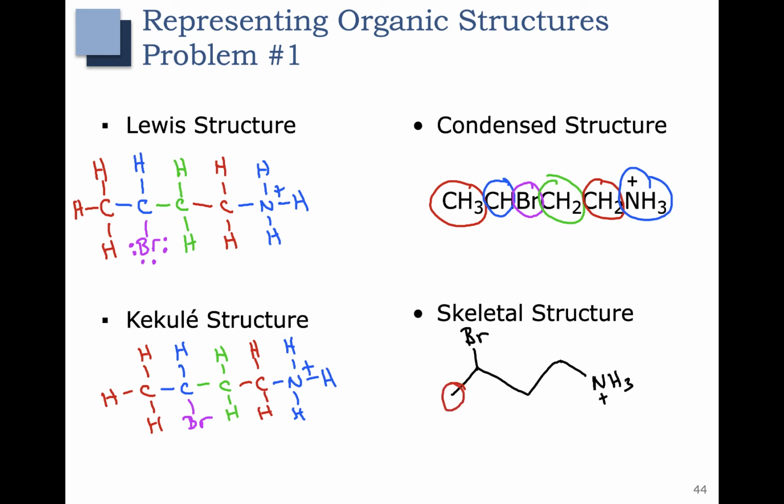So red carbon is here, blue carbon is here, green carbon is here, and the second red carbon is there. As I mentioned before, you don't need the lone pairs on the bromine, but if you want to draw them in, that's okay too.